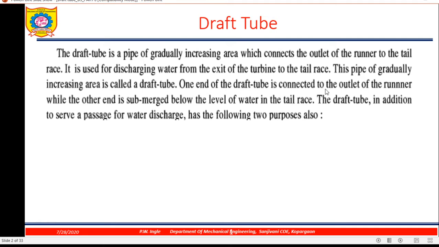One end of the draft tube is connected to the outlet of the runner while the other end is submerged below the level of water in the tail race. So that's why the overall head also increases.